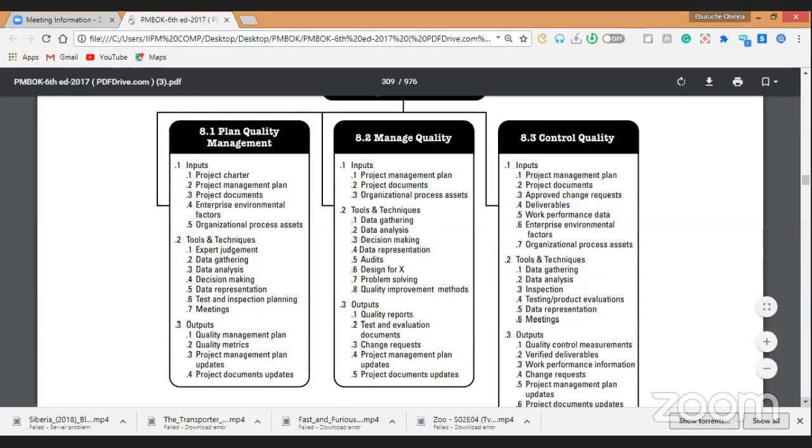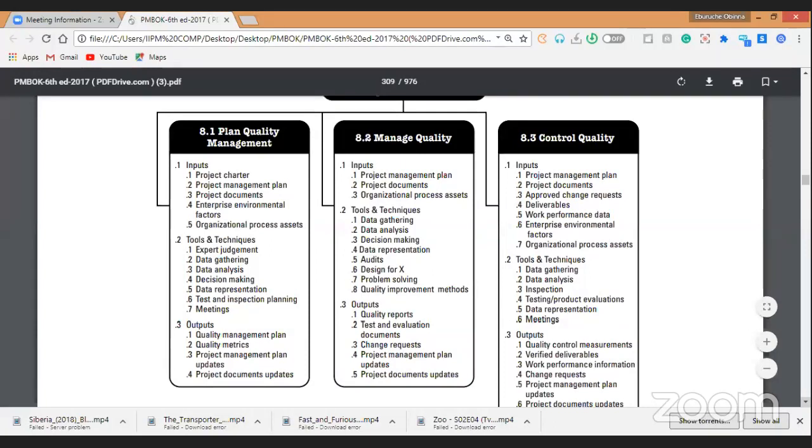The five people will be answering the question: why do we need the project charter? That will be for the first person. Why do we need the project management plan? That will be for the second person. Why do we need project documents? Why do we need enterprise environmental factors? And why do we need organizational process assets?